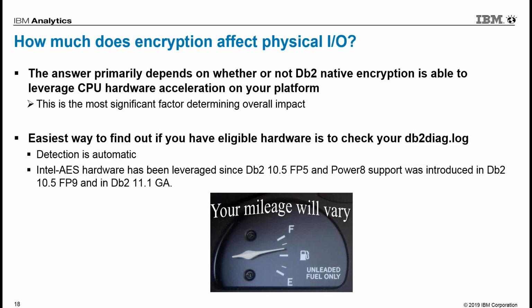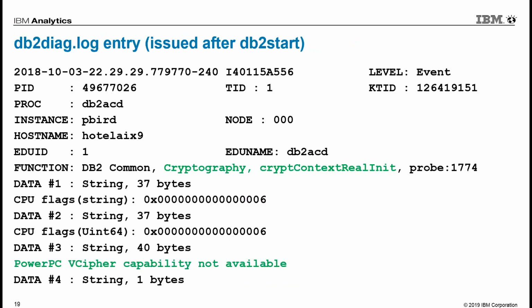The easiest way to find out if you have eligible hardware is to check your DB2 dialog when you type DB2 start. We automatically, as of 11.1, we're actually 10.5 fixpack 5, look to see if that's available, and we will put out a little dialog message. So it'll be something like this, right at the beginning after DB2 start. There'll be this cryptography context real init dialog entry, and it'll have a little data number 3 with a little message saying it's available or not available. And that will tell you whether or not your existing hardware has it.